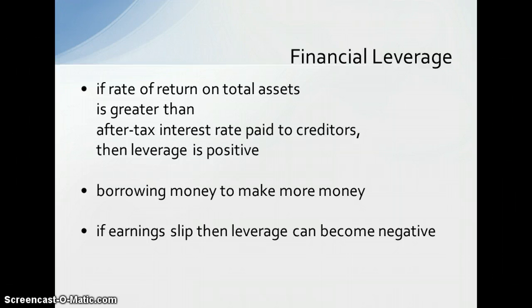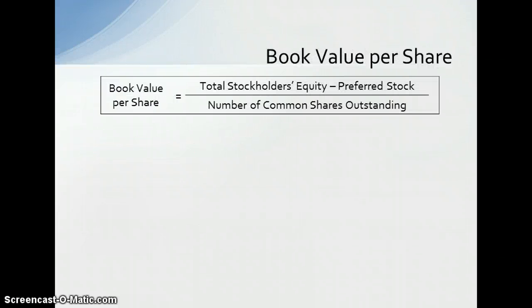So we were borrowing money, we were making money, and all of a sudden, we're not making as much money, but we still have to make the interest payments. So if you have negative financial leverage, it really means that you're paying more for your assets than you're making on your assets. The last ratio we're going to talk about is called book value per share.